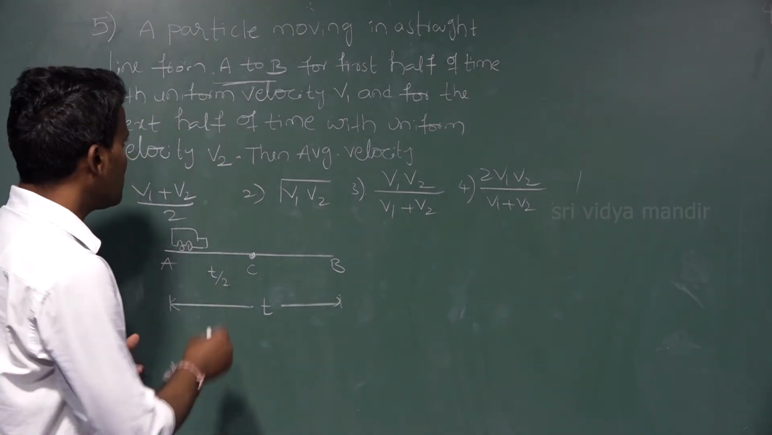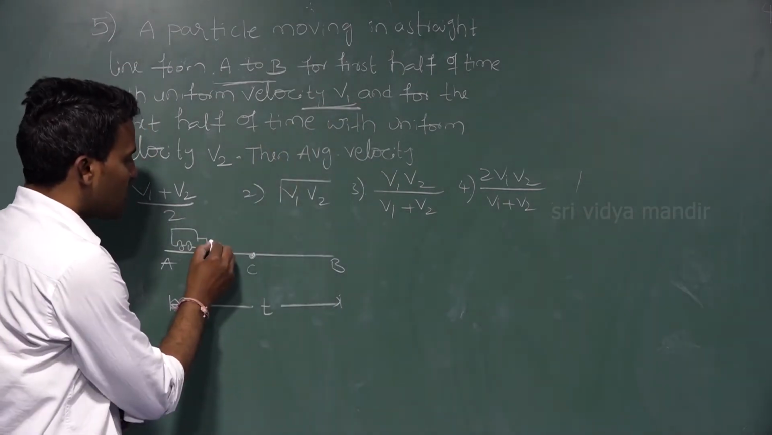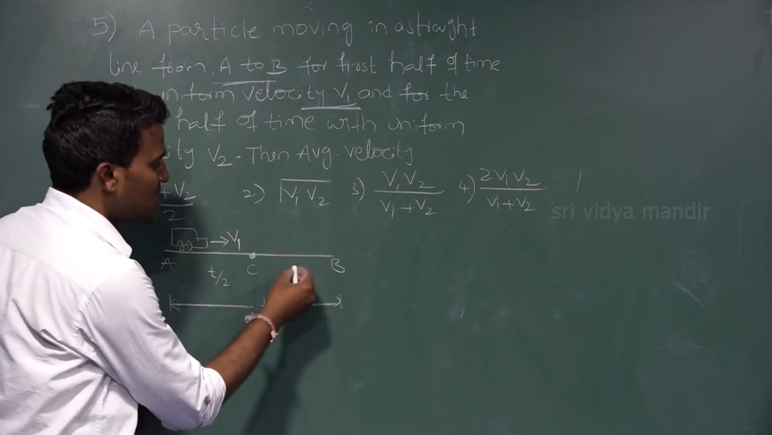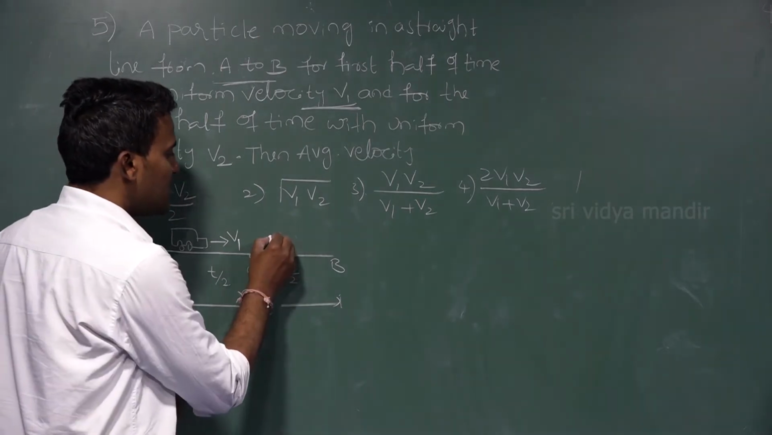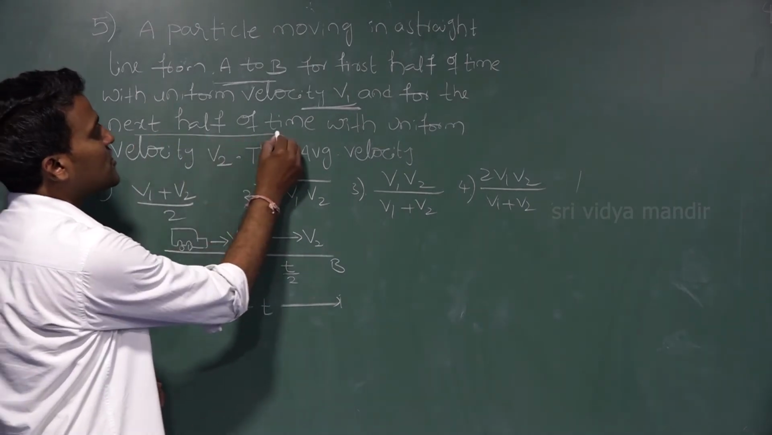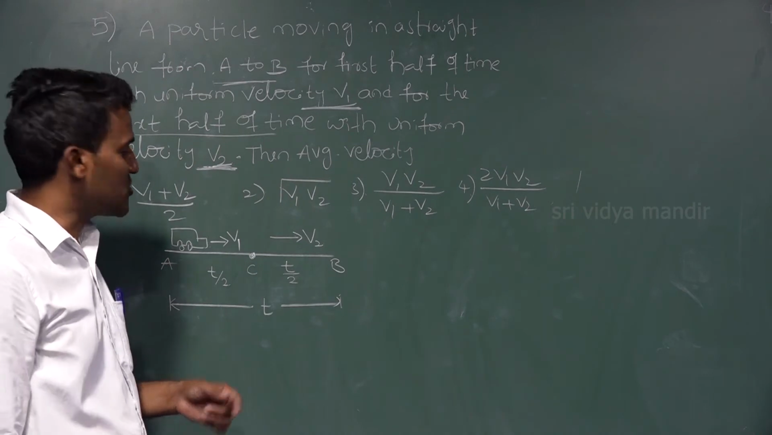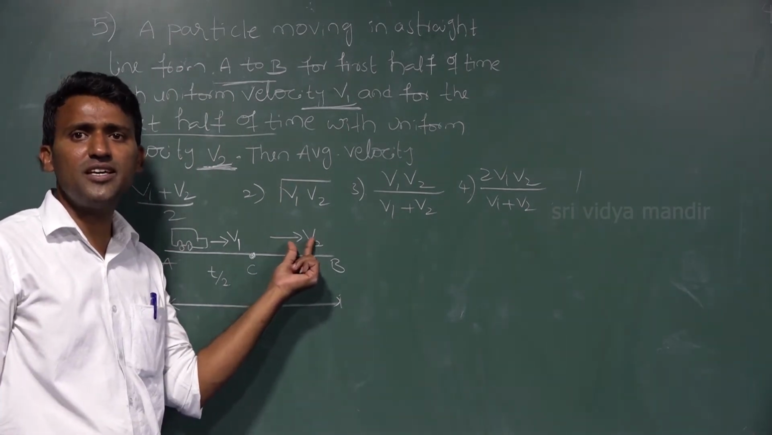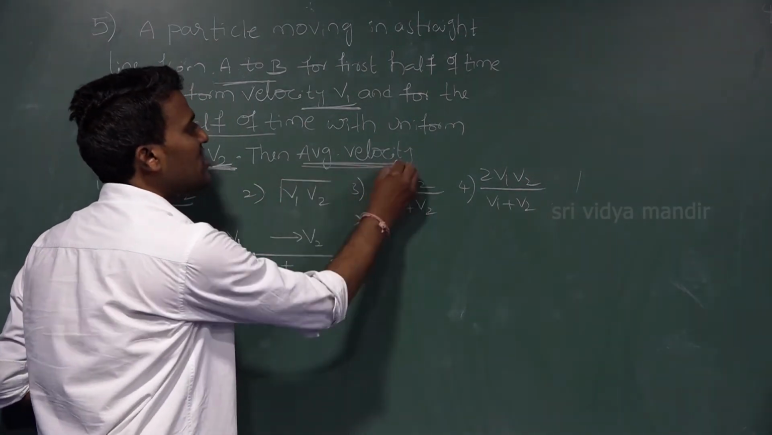In the first half, t by 2, it is moving with a velocity v1. In the second time interval t by 2, it travels with a uniform velocity v2. So in the second half of the time interval it travels with a velocity v2. Then we have to calculate the average velocity.